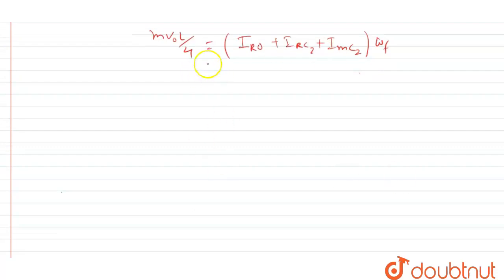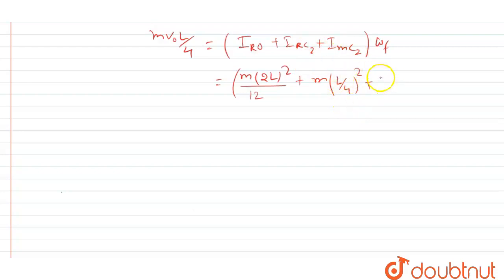So now let's put their corresponding values here. So this will be m, the initial rod length was 2L, and about O its moment of inertia will be m L square by 12. So here L is 2L. Similarly the moment of inertia about C2, I'm using the parallel axis theorem directly to calculate the moment of inertia about C2. So here this length will be m L by 4 whole square, and this will also be m L by 4 whole square, into omega f.